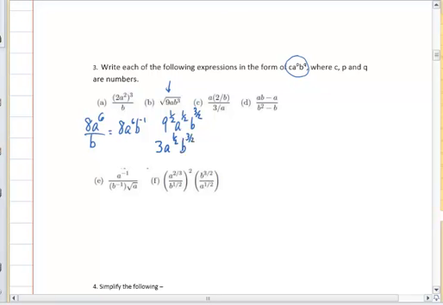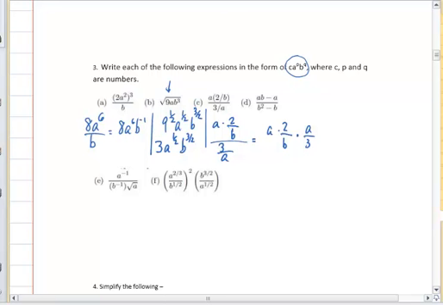On the next problem, I'm going to rewrite this as being a times 2 over b, and then in the denominator I have 3 over a. Well, when you divide by a fraction, you multiply by the reciprocal, so that should really be a times 2 over b times a over 3.